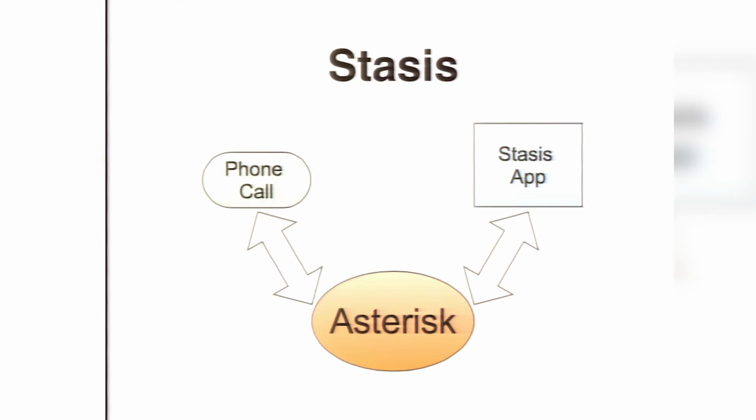So the idea of Stasis is it's a place in Asterisk that you can send a channel and then you can deal with it. For example, you might think of the queue application. If you send something to the queue application, the queue is now dealing with that channel, right? It knows what to do with the channel.